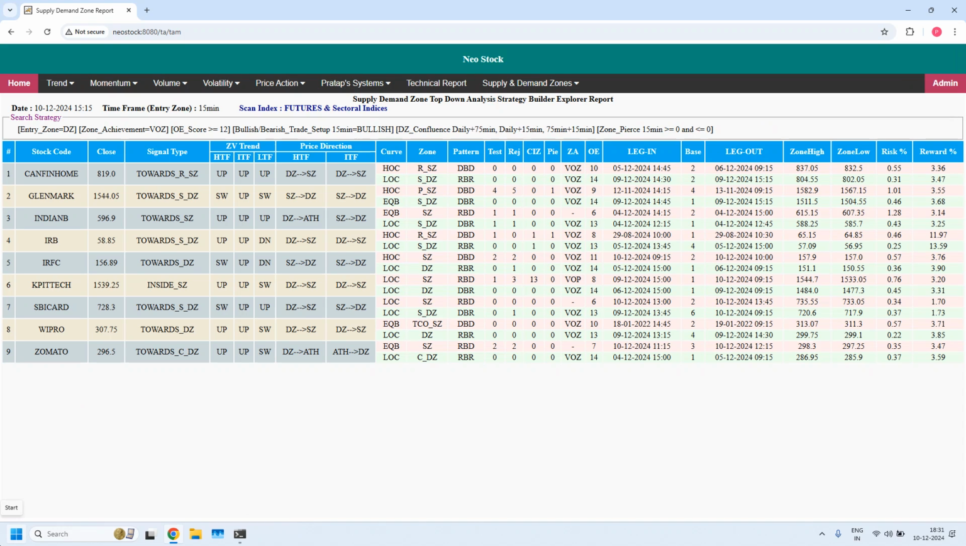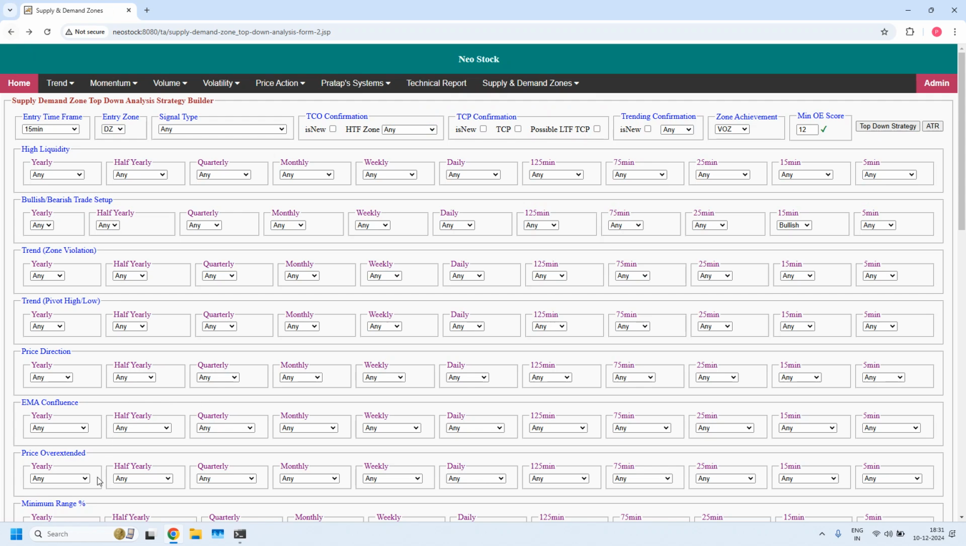In these 9 stocks, these 15 minutes demand zones are part of the 75 minutes demand zone. Both together again part of the daily demand zone. So the daily demand zone, that is HTF, if the trend is up, if those stocks are having daily EMA confluence, they are even more high probability trade setup supported stocks. Let us filter those stocks.